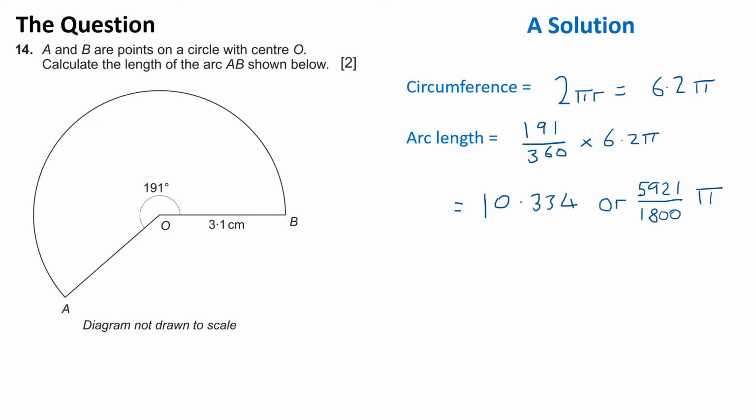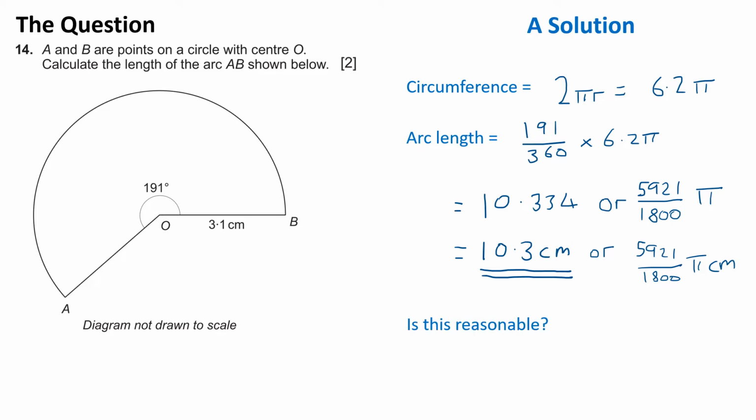Finally, given they gave us the radius to 1 decimal place, it's reasonable to round to 1 decimal place in the answer, so 10.3 centimetres, or we can give the precise answer in terms of pi as well. Okay, that's it. One final check: is this reasonable?